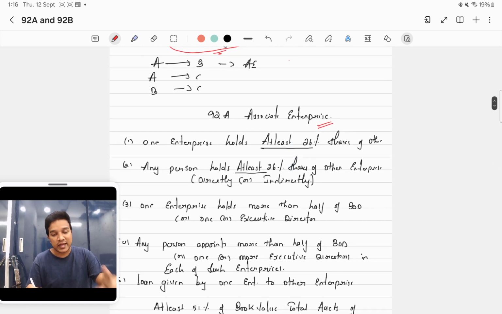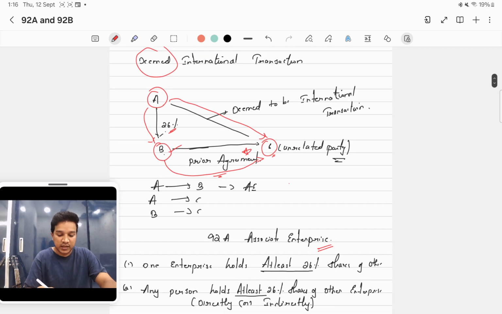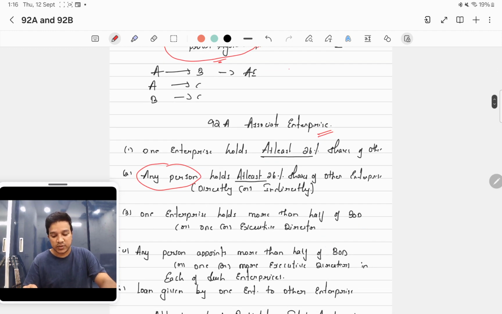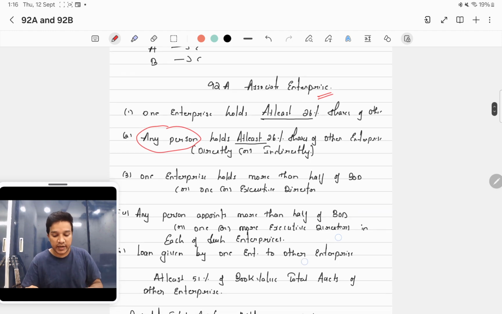And then the second one is any person. Some random person D is holding 26% in A and he is also holding 26% shares in B. Now A and B will become associate enterprises. Any person can hold at least 26% of the shares either directly or indirectly.